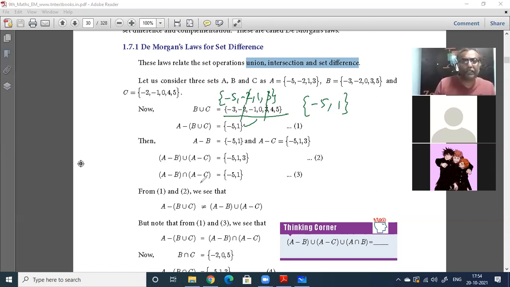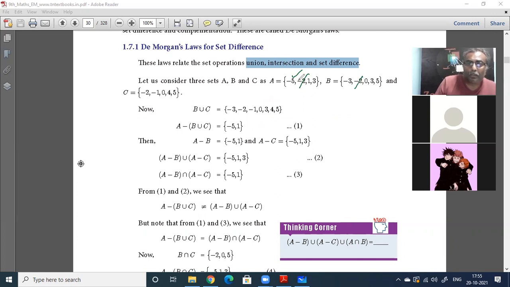Then he is doing something else. He is now finding A minus B and A minus C. Let us do A minus B. A will have -5, which is not found in B, so -5 is there. -2 is there in both, it will cancel off. 1 is here, there is no 1 there, so 1 is there. Then 3 is in both places, so 3 will go. So A minus B is {-5, 1}.